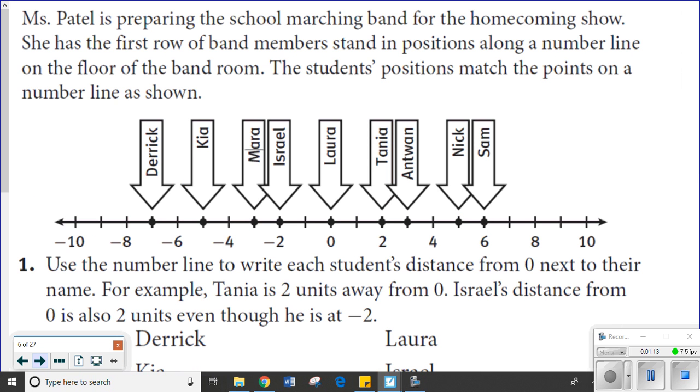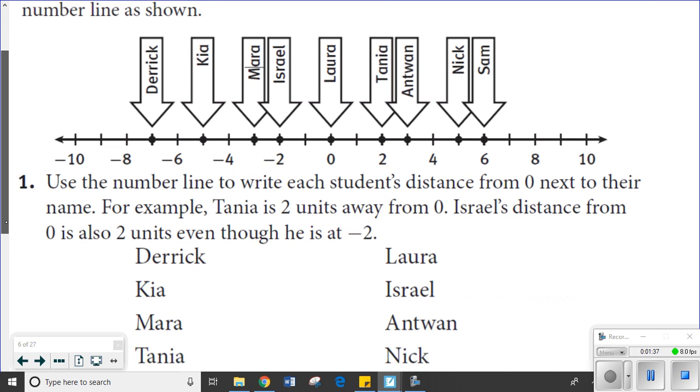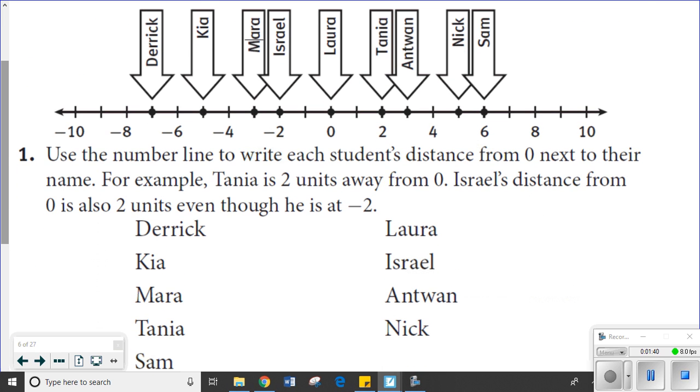So we have Miss Patel, who is preparing the school marching band for homecoming. She has a row of band members stand in positions along a number line on the floor of the band room. The students' positions match the points on the number line as shown below. So what we are going to do is use this number line in order to write each student's distance away from 0 next to their name.